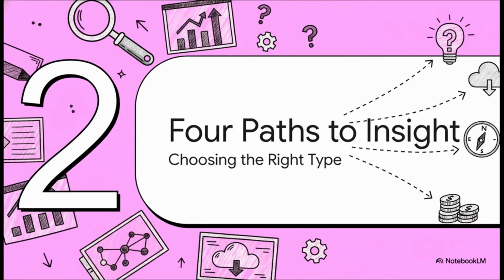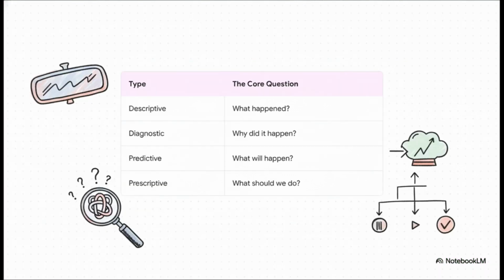But here's the thing. Analysis isn't just one single action. It's more like a toolkit, right? You've got different tools for different jobs. And depending on the question you're asking, you're going to take one of 4 main paths to get to that insight. Let's break them down. Okay, so these are the 4 big ones.